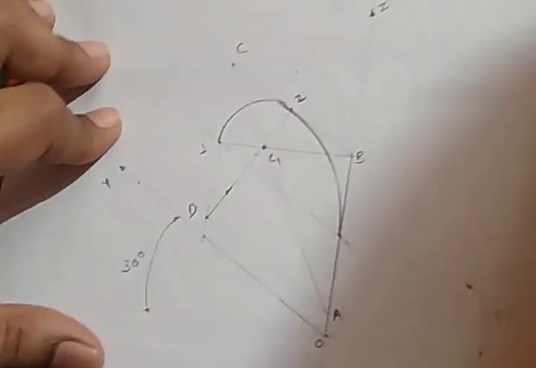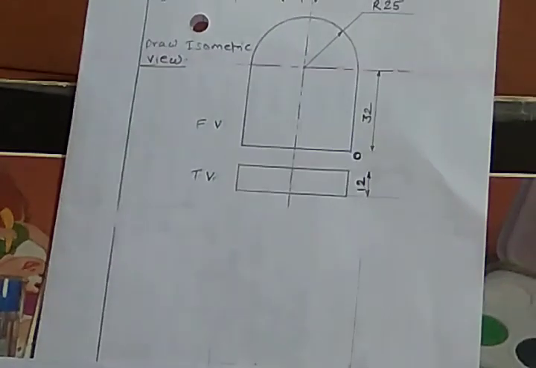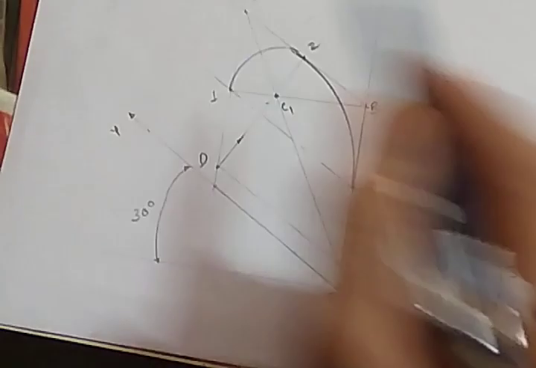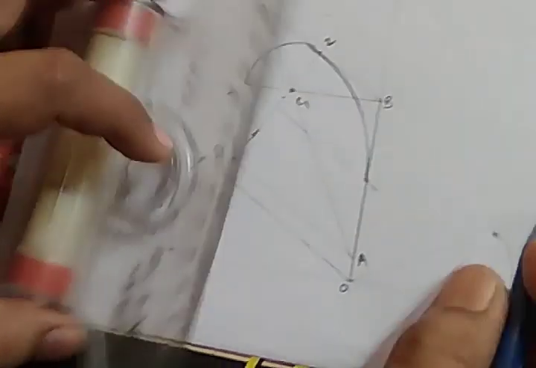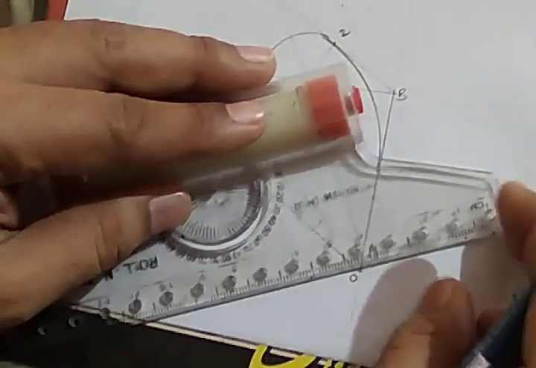Okay, now this top view has a thickness of 12 mm. Okay, so as it is a 3D object, that thickness we need to show. So from points B, C, and from this point O, we need to show that thickness. So on this x-axis, mark this 12 mm towards right.